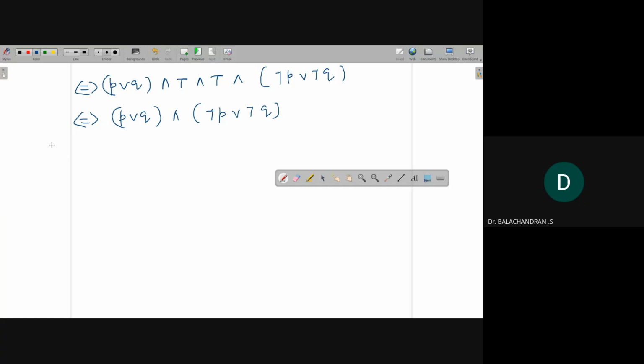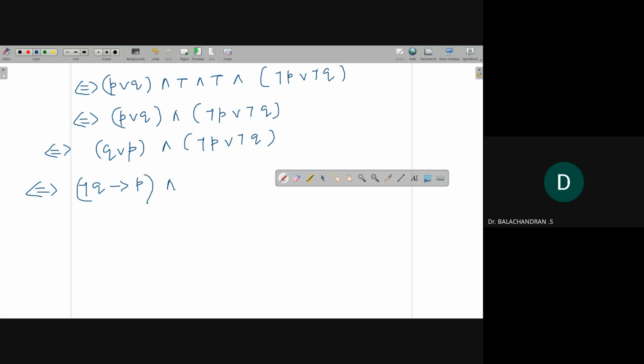Now which is equivalent to, I'm going to write this as Q or P. Okay, Q or P and negation P or negation Q. This Q or P you can write as negation Q implies P. Because P implies Q is negation P or Q. So if I take negation of negation Q, I will get Q or P.